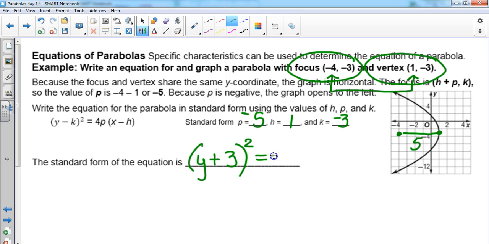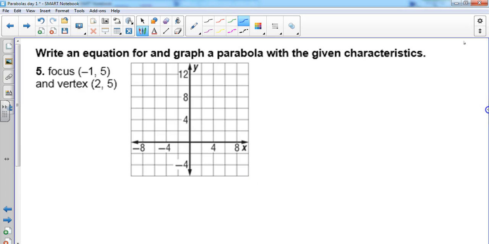Yeah, it's 4p, which would be negative 20. X minus k, which is 1. X minus H, thank you. X minus H, which is 1. All right, let's try this again.